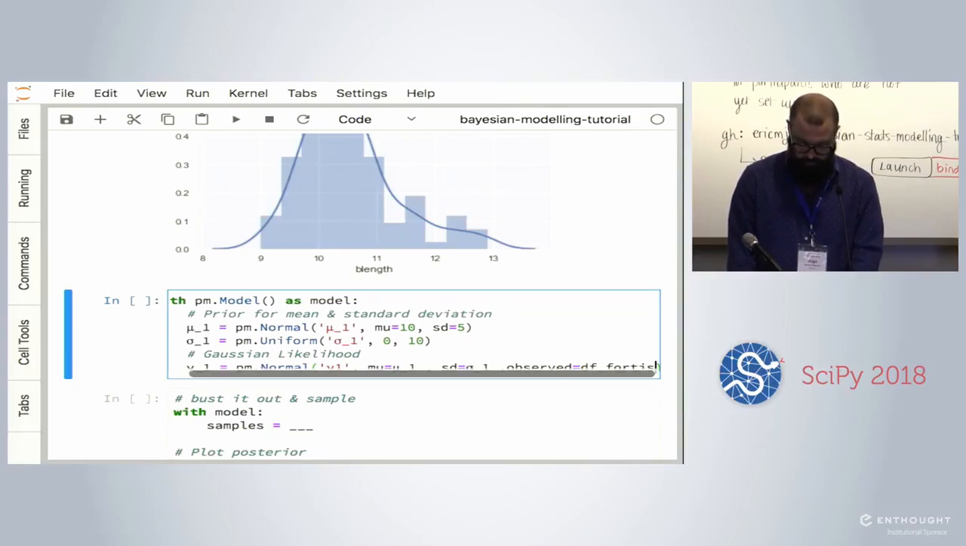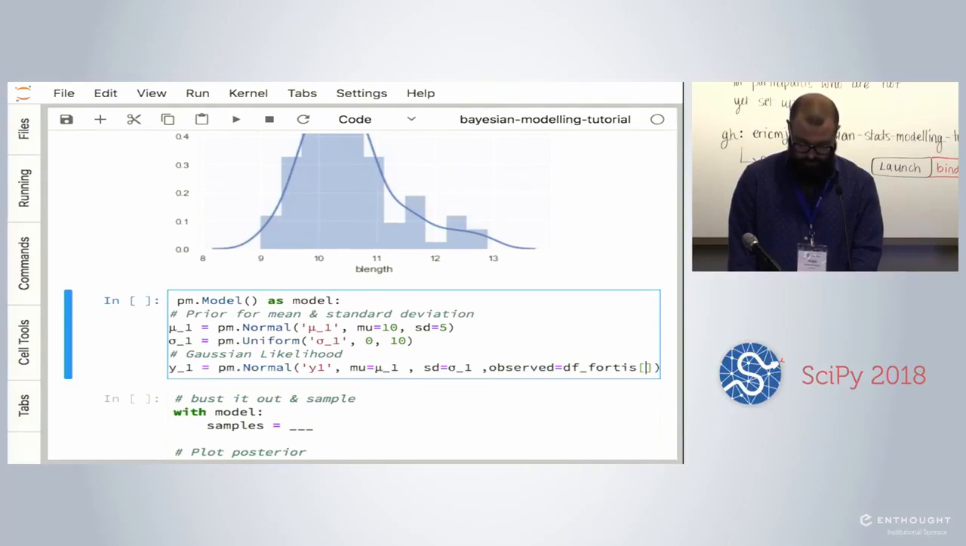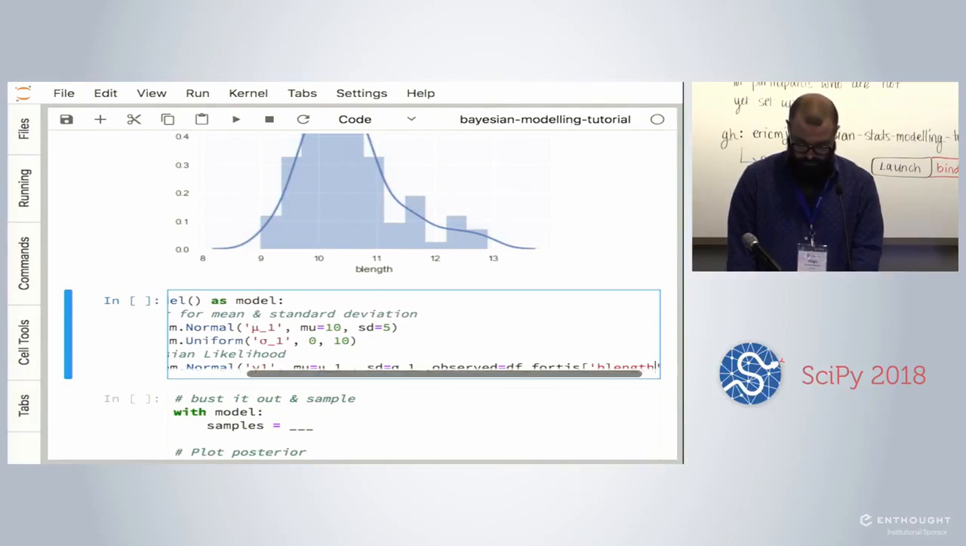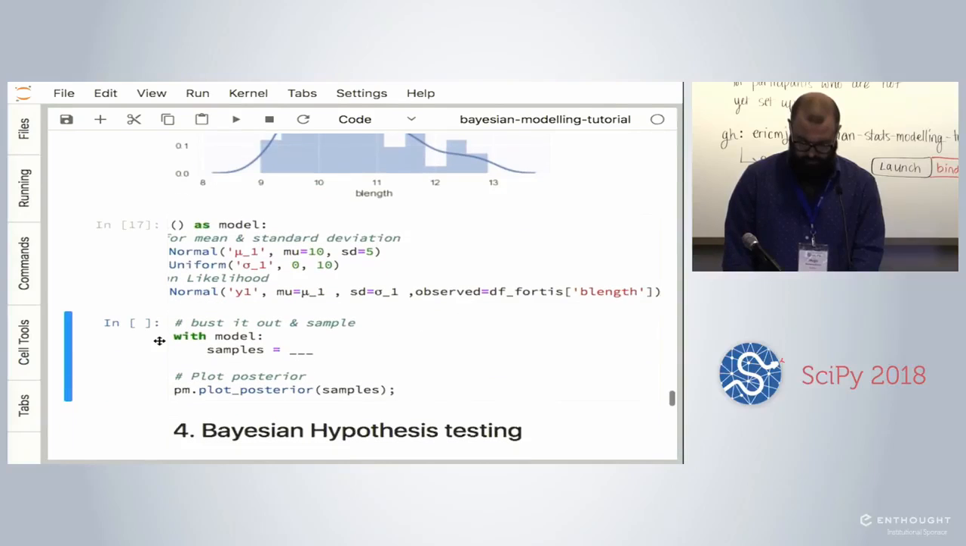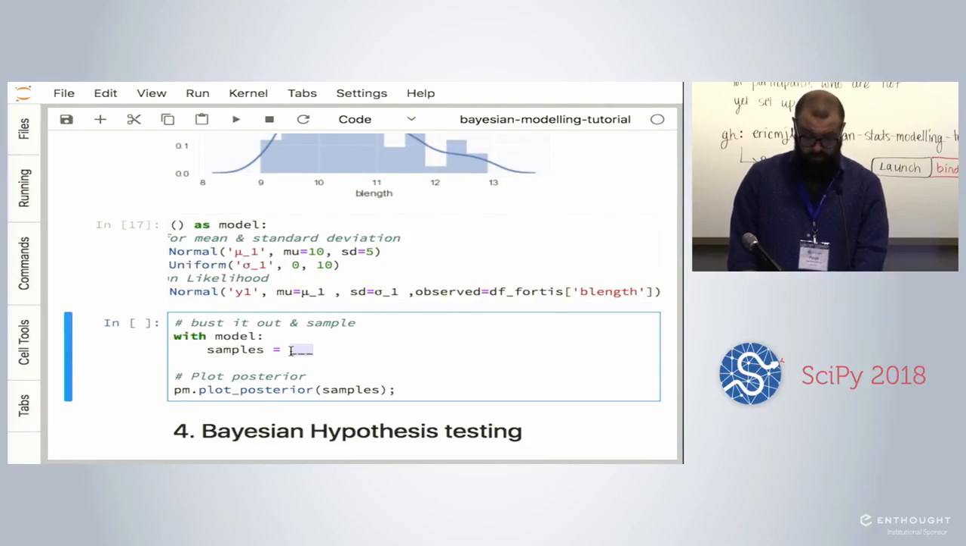df fortis, and it's going to be b length. Okay, now we'll execute that. Great, so that's worked. Now we're going to sample and plot. So we're going to sample 2,000 and use one job.